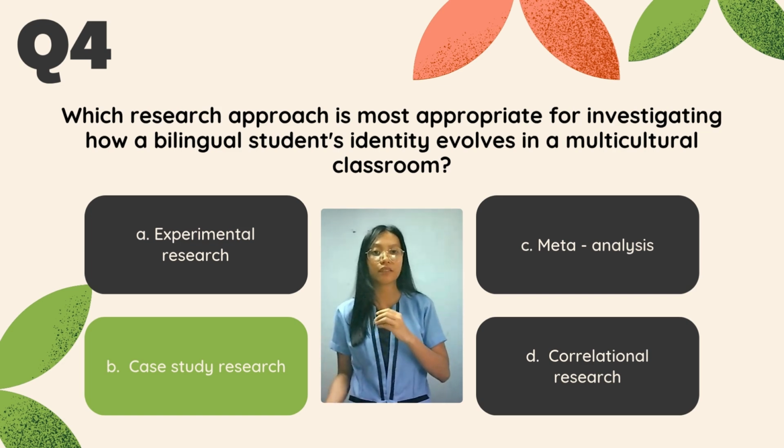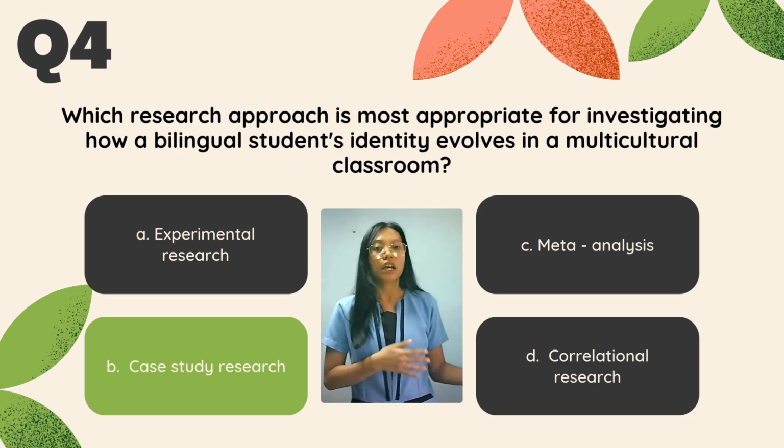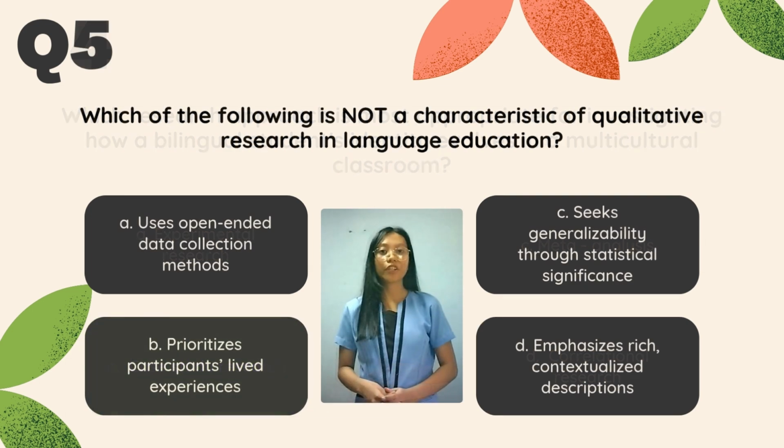C, meta-analysis, is wrong because it involves statistical analysis of findings from multiple quantitative studies. And lastly, letter D, correlational research, is wrong because this approach examines the relationship between variables, which often uses numerical data but does not capture the personal or evolving context of a bilingual learner. So we are now down to question number 5.